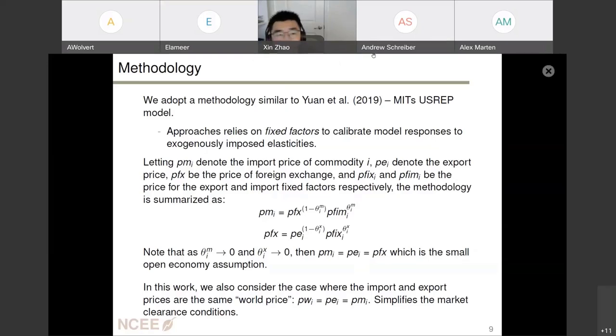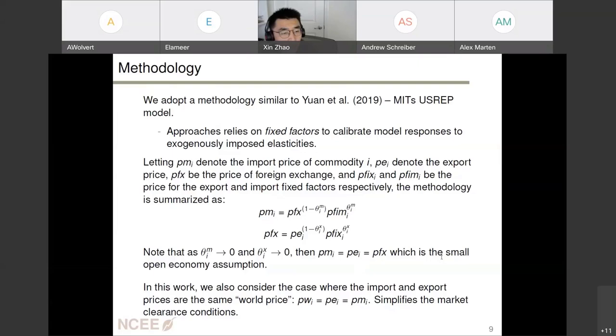Thank you. So we have these two pricing equations, one for imports and one for exports. And the key is that the fixed factors PFIM and PFIX would be calibrated to match this exogenously imposed elasticity. And note that, as we'll see in the next slide, if the elasticity is large enough, the theta parameters tend towards zero. And if that happens, then the import and the export price would equal the price of foreign exchange, which is then just reverting back to the small open economy assumption.